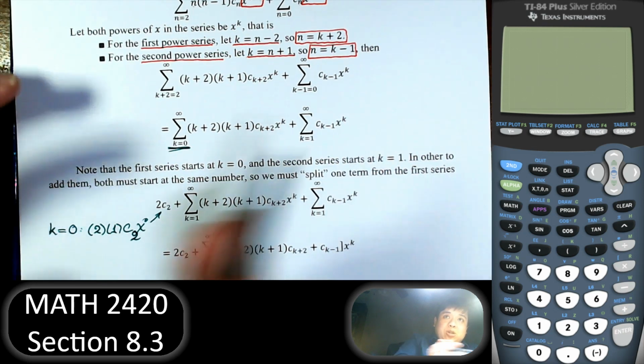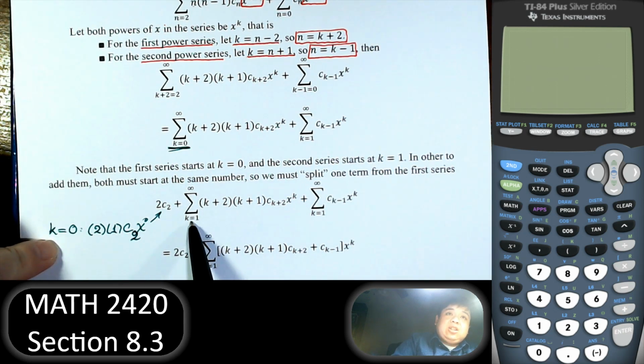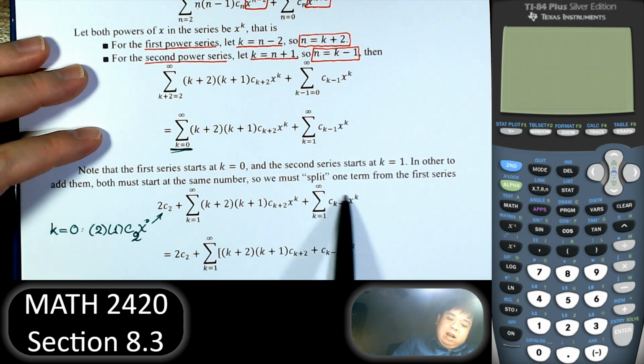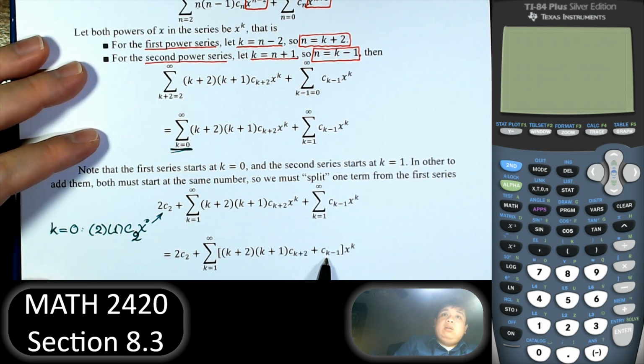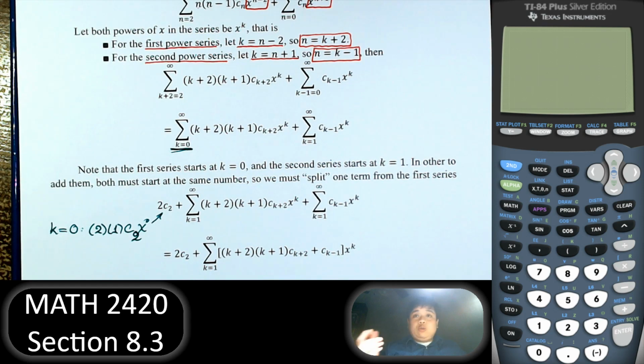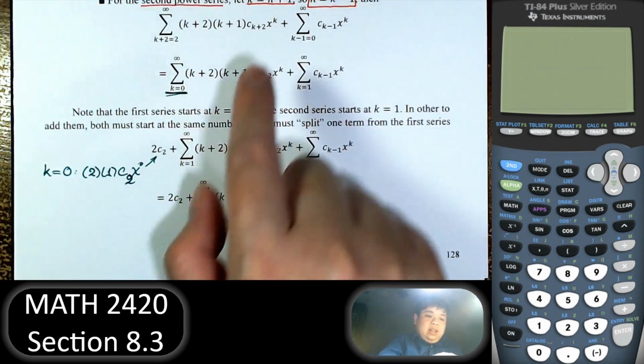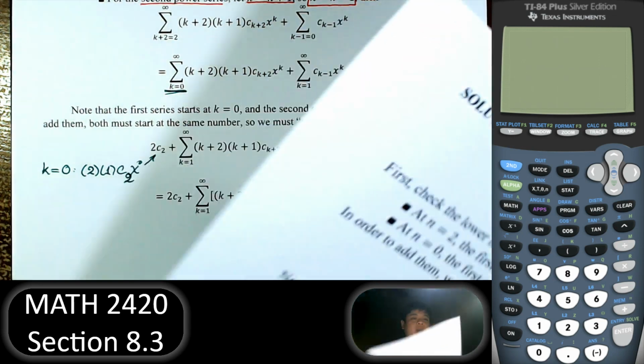And once we split out one term, we can start the summation from 1. Now both of them start at 1. We can combine them, factor out x to the k, and just combine the series. So that's one way to do that: take care of the power first, and then take care of the index.